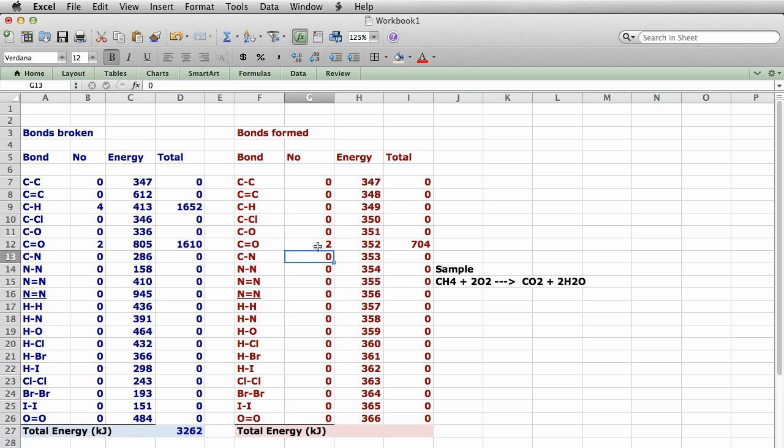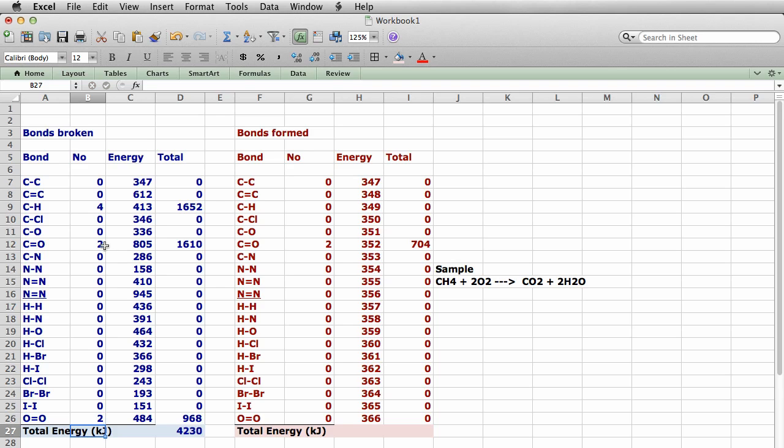Oops, that was the wrong thing. That was carbon-oxygen over here. I should have put it on the reverse side. We didn't break carbon-oxygen bonds. Instead, on this side, we broke oxygen-oxygen bonds. And that's the cool thing about spreadsheets: we can go back and make our corrections right there.